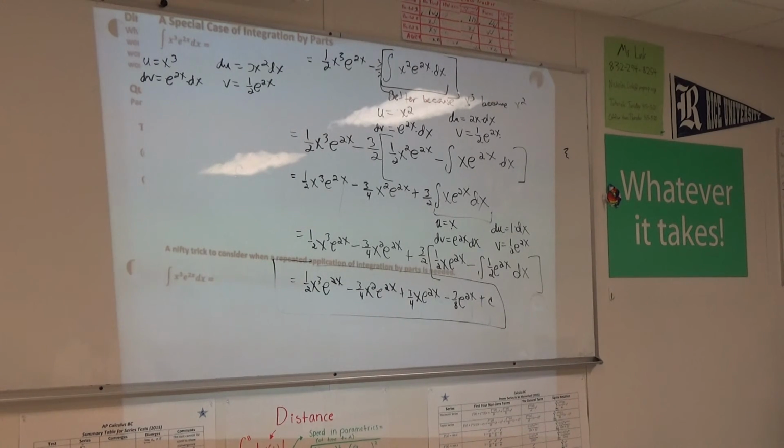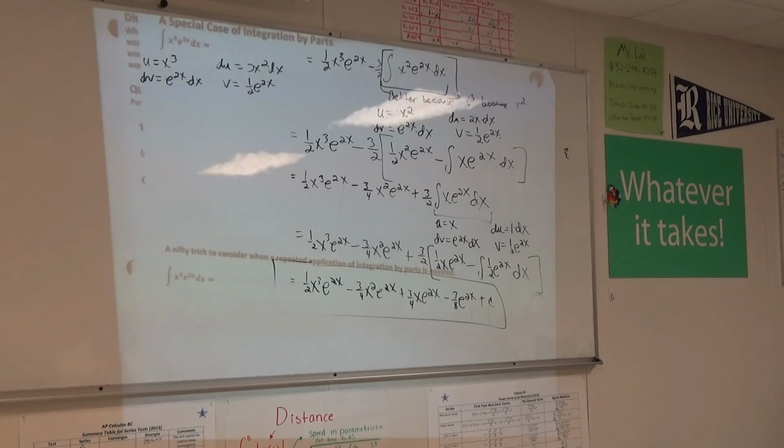So in the first column, take a derivative. Derivative of x cubed? 3x squared. Over here, go find the antiderivative. 1 half e to the 2x. Take another derivative. 6x. Take another integral. 1 fourth e to the 2x. Take another derivative. 6. Take another integral. 1 eighth e to the 2x. Take another derivative. 0. This tells me I'm going to stop. Take another integral. 1 sixteenth e to the 2x.